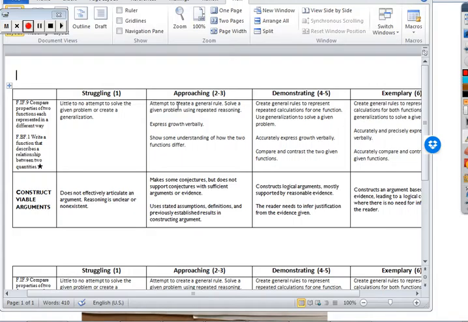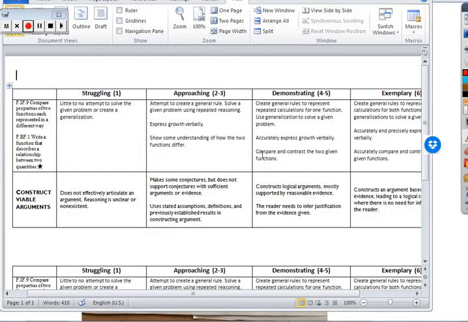If you attempted, with some success, to get that general rule or equation, you'd find yourself approaching. But you'd also need to be able to express the growth, how it's growing, and show some understanding of how this thing was growing. As for comparing and contrasting two different functions, that's not really relevant for this assessment because we were only dealing with one function. That's more for the last p-task we did.